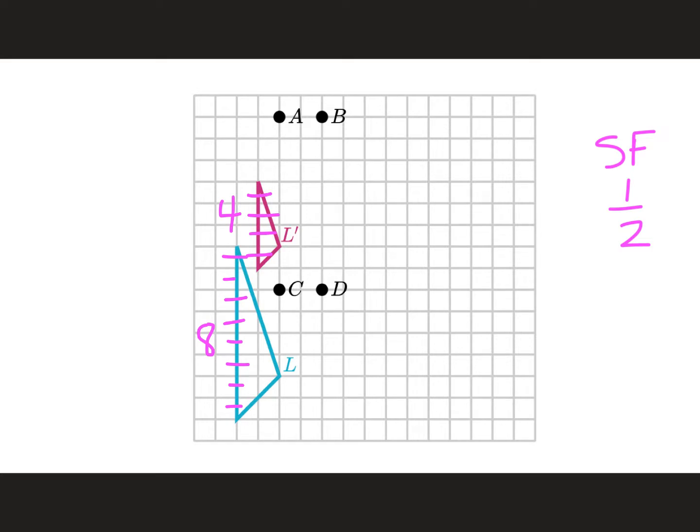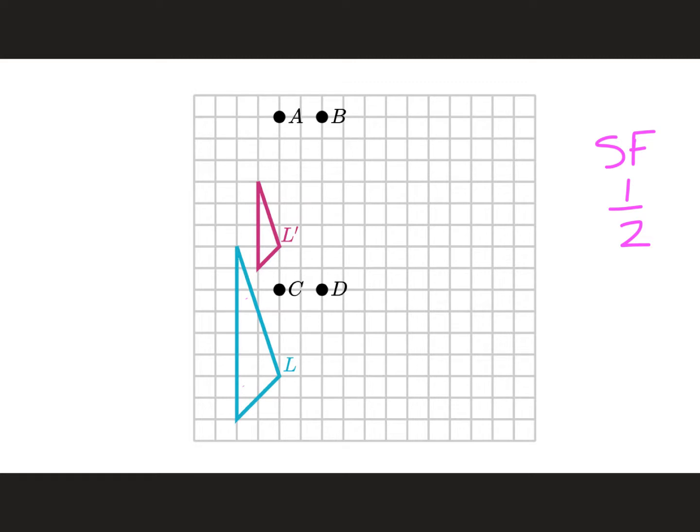Now we need to figure out which one of these coordinates the image got closer to by a scale factor of 1/2. Which one cut the distance in half? The image isn't any closer to C and D than it was before we dilated it. But you can tell that L definitely shifted up in this direction, so it got closer to A and B. One of those is going to be our center.